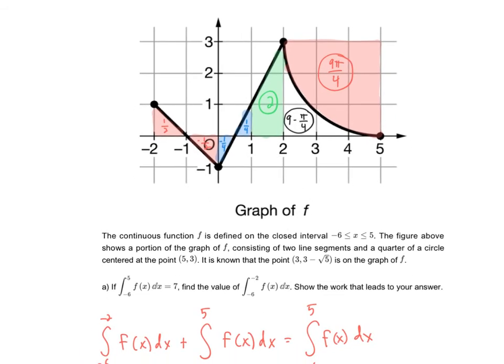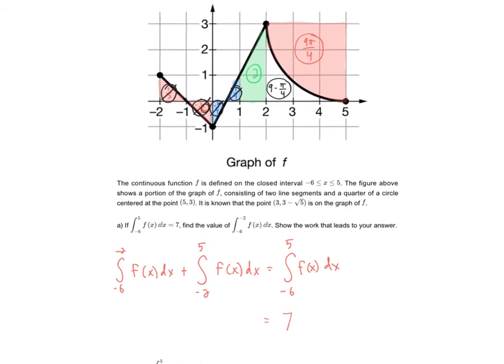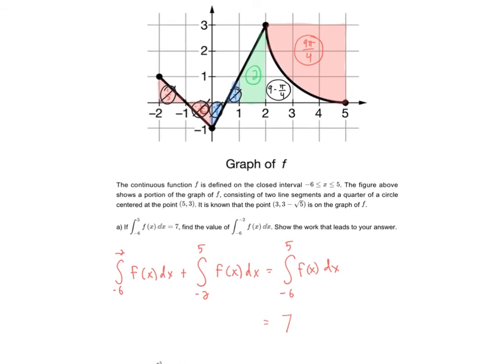Okay, and then keep in mind this fourth and negative fourth canceled out, and this negative half and half canceled out, all those areas. So we're just left with adding up these 3 areas. Okay, so let's go back down here. So that's the area from negative 2 to 5. This 2 plus 9 is 11, and then 9 pi over 4 minus pi over 4, 8 pi over 4, which is 2 pi. This is really just 11 plus 2 pi.